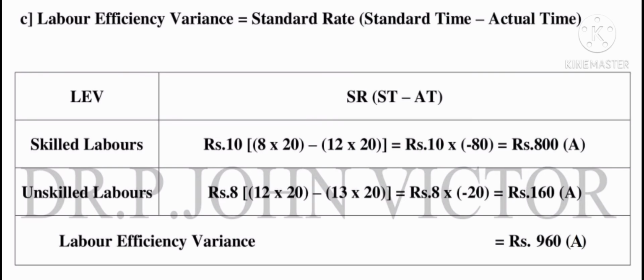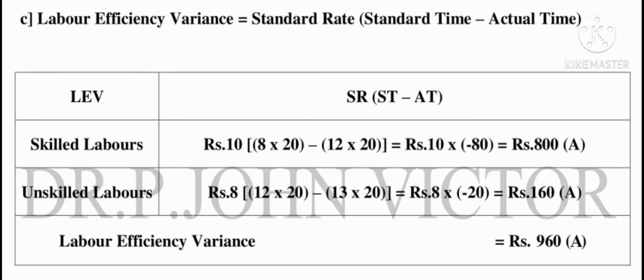So go for the multiplying. Rupees 10, okay, we are taking 8 into 20, 160 will come. 12 into 20, 240 will come. So that means when we deduct this value, we get minus 80. Finally, 10 into 80, 800. As the value is minus 80, we get the adverse value, that is rupees 800.